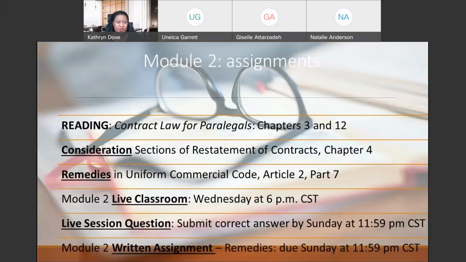And as you know, your assignments for this week are to read chapters 3 and 12 in the book Contract for Paralegals. Has anyone read the textbook yet? What do you think about the textbook? Any opinions? I personally really like it. It's really interesting to me. I haven't taken a class like this before, so I thought it was interesting to read and just get some more knowledge on the subject.